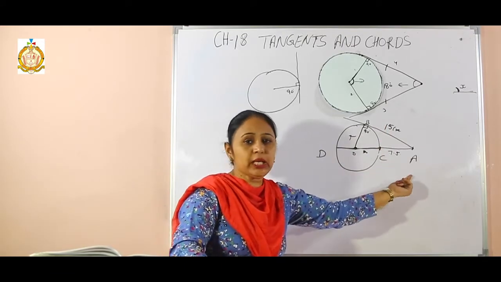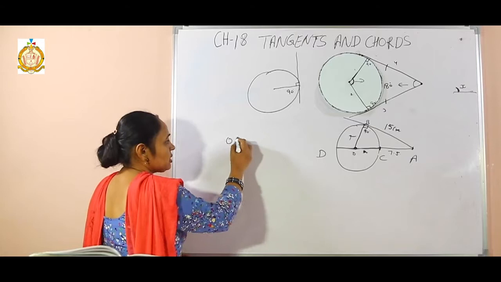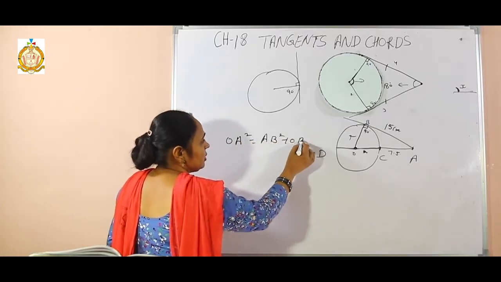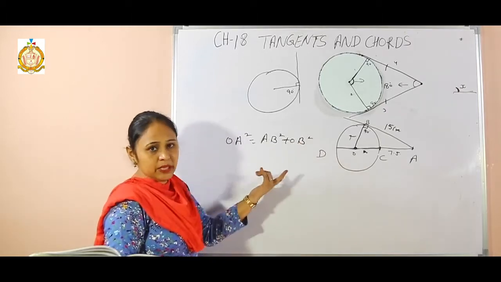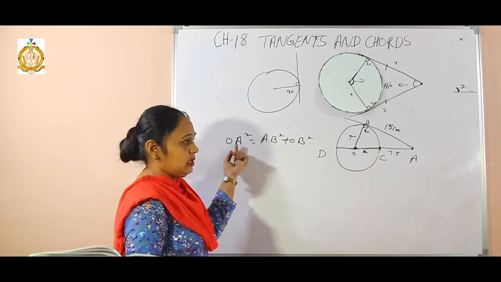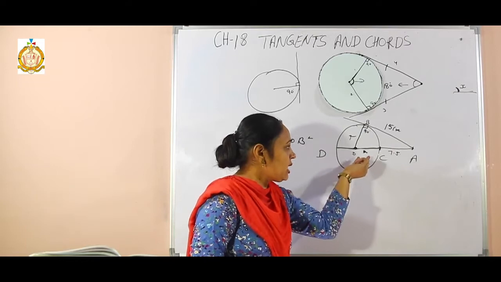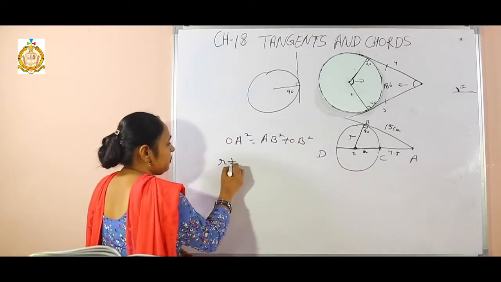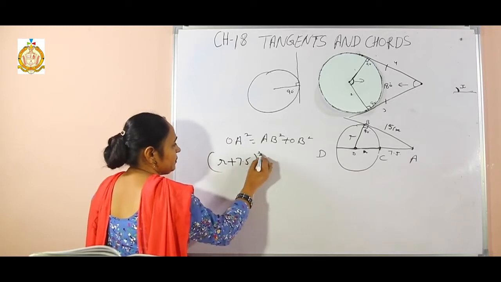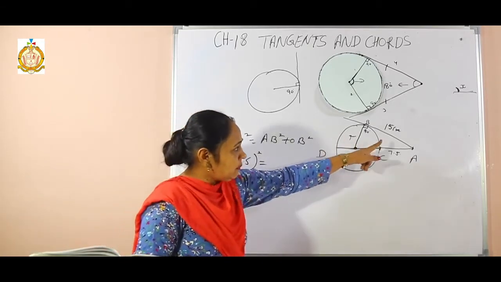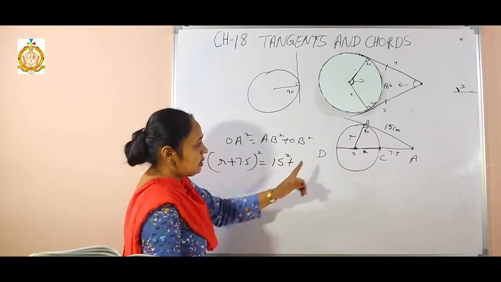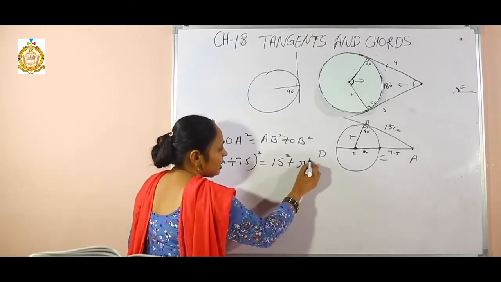Hypotenuse is OA. By the Pythagoras, OA square will be equal to AB square plus OB square. This is by Pythagoras. Now the length of OA is R plus 7.5, so (R plus 7.5) square. Then AB is 15, I can write here 15 square. Then OB, again R square.